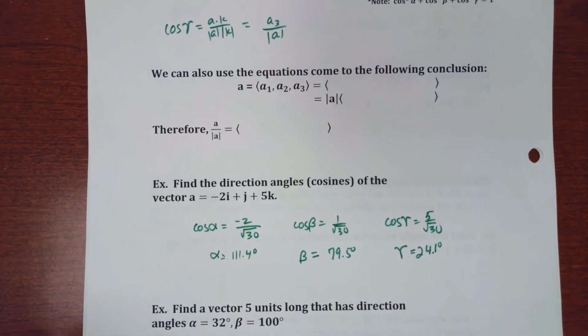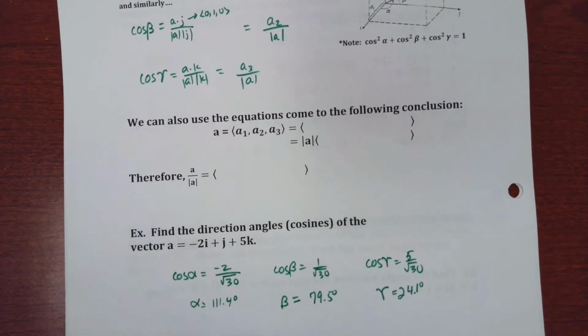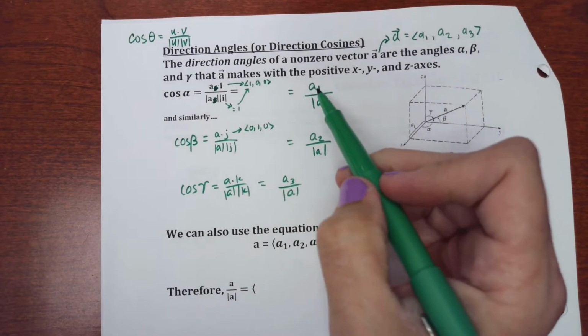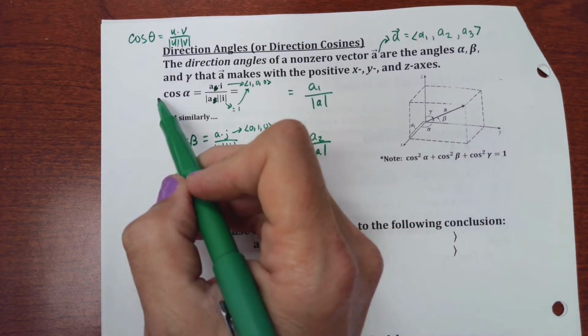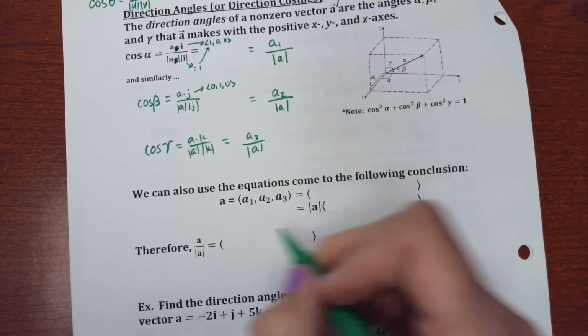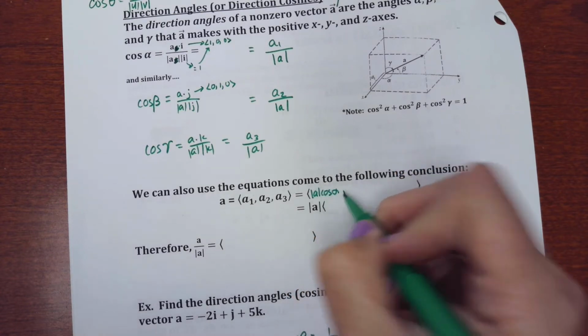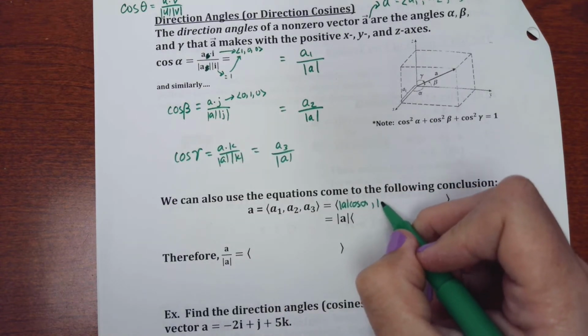Okay, all right, so if you had to, you could also use these equations to come up with the following conclusion up top here. If I want to get a1, a1 would be equal to magnitude of A times cosine of alpha. So I'm going to write that in right here, magnitude of A times cosine of alpha. And here, a2 would be equal to magnitude of A times cosine of beta.